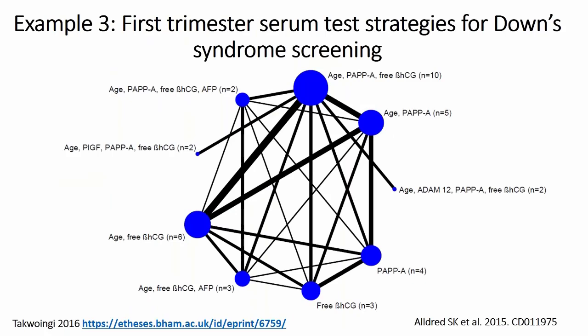Now, in this example of first trimester serum tests for Down syndrome screening, I introduce a network, but not to get too excited, we didn't actually do a network meta-analysis in this review, but just use this network to illustrate the relationship between the studies that we had for each test. So in this review, there were a total of 78 test strategies.